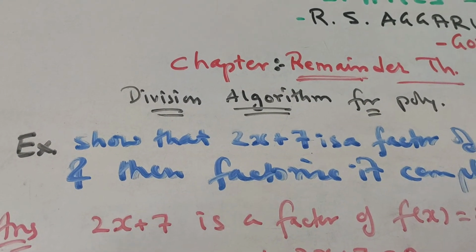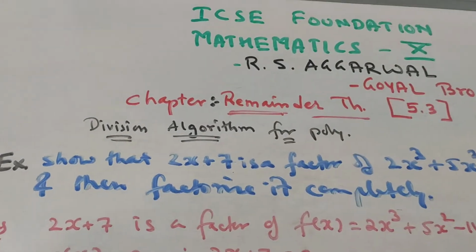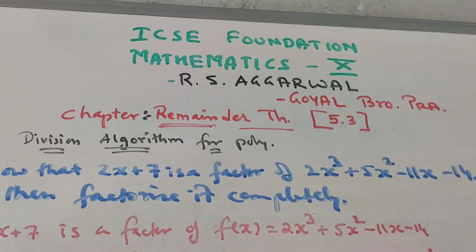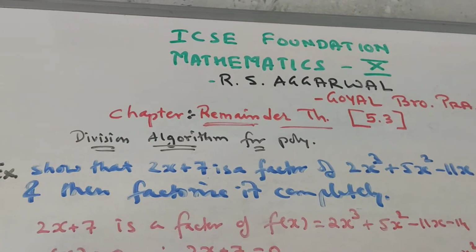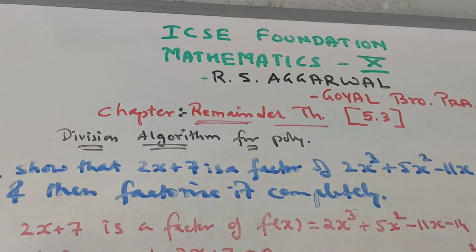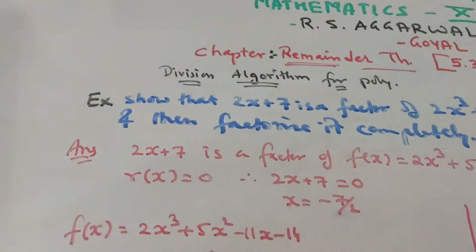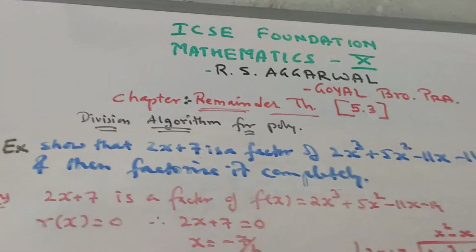Here the example is to show that 2x plus 7 is a factor of 2x cubed plus 5x squared minus 11x minus 14. After showing that it is a factor, we have to factorize completely. So first of all, we will show whether it is a factor or not.